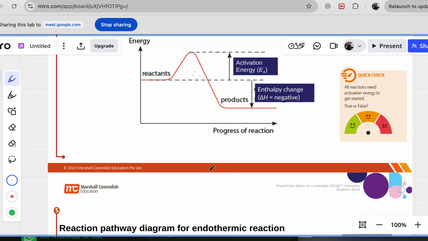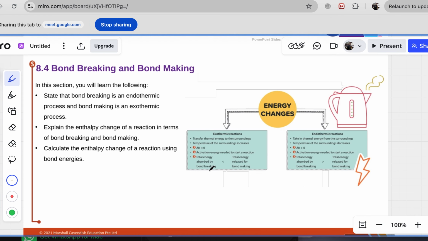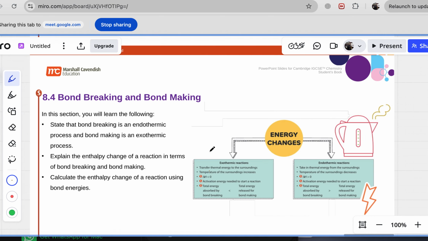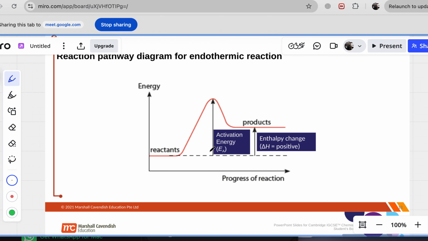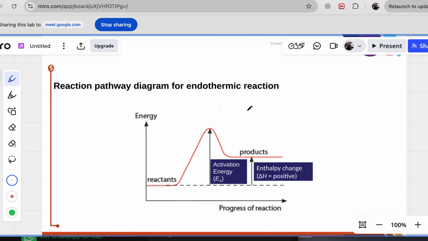Now let's go to the endothermic one. This is the reaction pathway diagram for an endothermic reaction. This is the reactant. The reactant is lower than the product. For exothermic, the product is lower. For endothermic, the reactant is lower than the product. So the activation energy for this one to take place is big, all the way from the reactant up to here. The minimum energy required for the particles to start to react is called the activation energy.